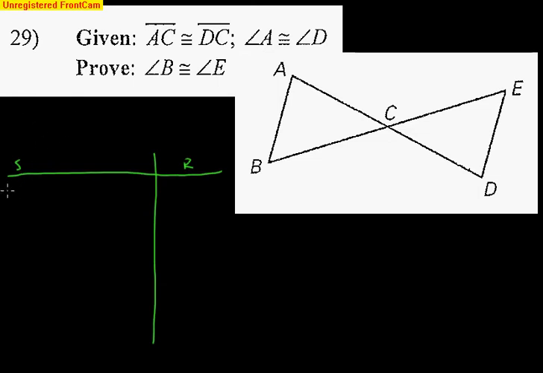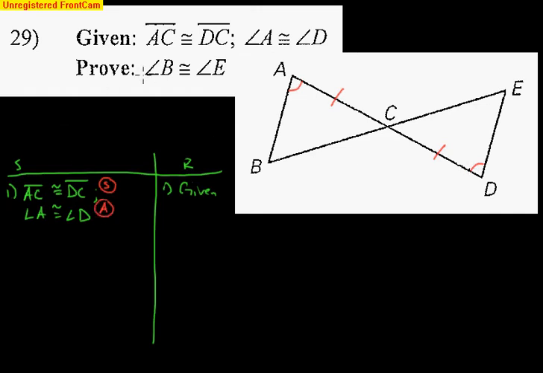So our statements, we always start with the given. AC is congruent to DC. Angle A is congruent to angle D. And that is, of course, given to us. Alright, so let's mark some things on our picture. AC is congruent to DC, so there's a pair of sides. Angle A is congruent to angle D, there's a pair of angles.